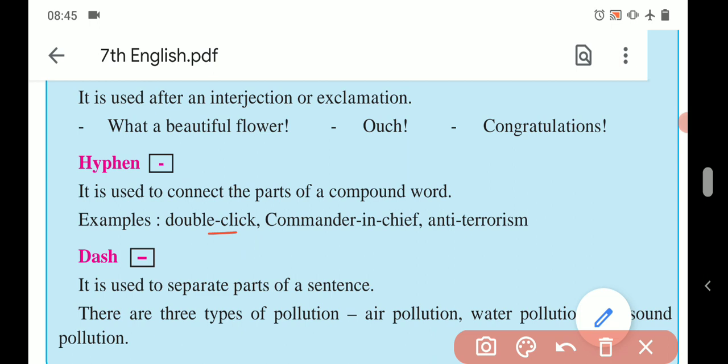Next example, commander-in-chief. Commander is the first word, in second word, chief third word. These three words are joined using the punctuation mark hyphen in between them. Last example given here, anti-terrorism. Anti is the first word, terrorism is the second word. Both are joined using hyphen. So here we got the new word, that is compound word anti-terrorism.